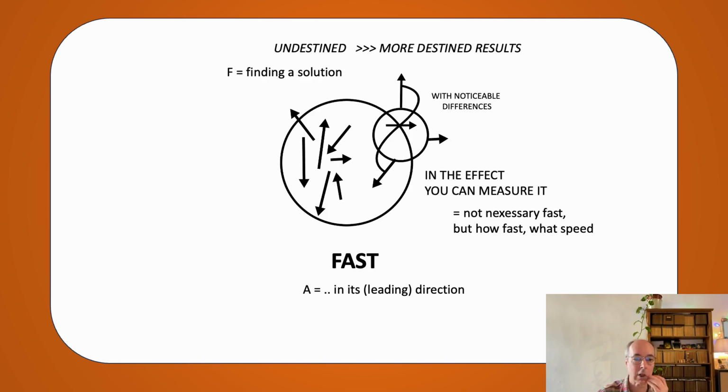We have also FAST here. FAST, the same thing. F, we try to find the solution. It's undestined. We're going to lead its direction with its noticeable difference, the T, into the effect, so an effect that we can measure. This is not really a reference to fast, as I can see it.